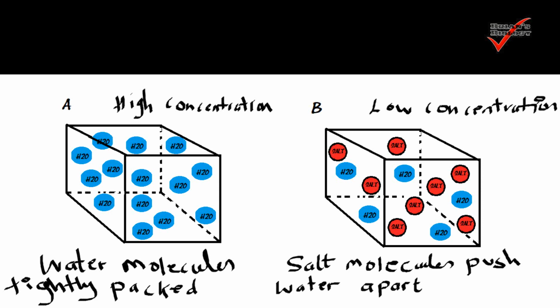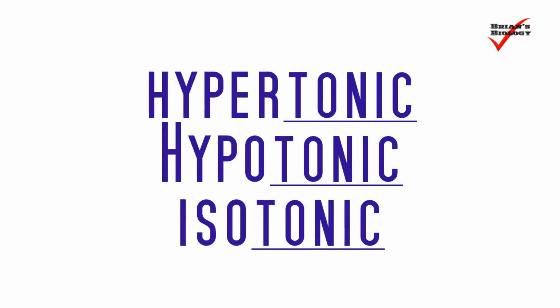So what we can see is that by adding a solute to water, we're actually decreasing the concentration of the water molecules themselves. And what that means is the more salt or solute that we add to water, the lower the concentration of the water. Now, words like hypertonic, hypotonic, and isotonic can be broken down. Remember, biology is a language, and it's better to break these things down.